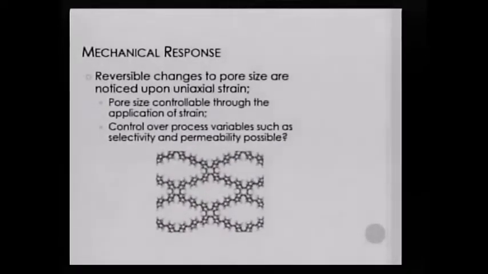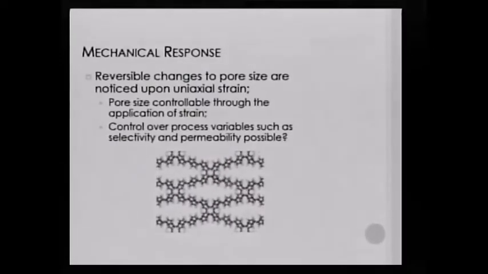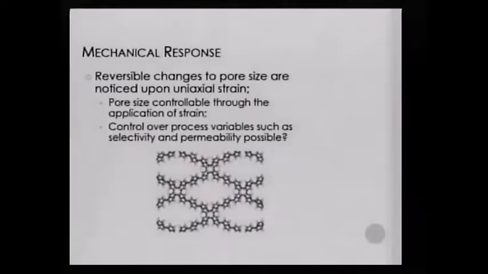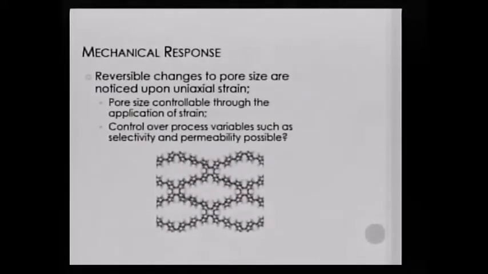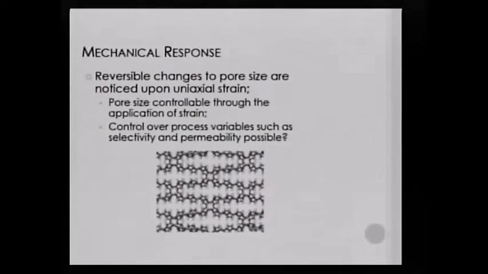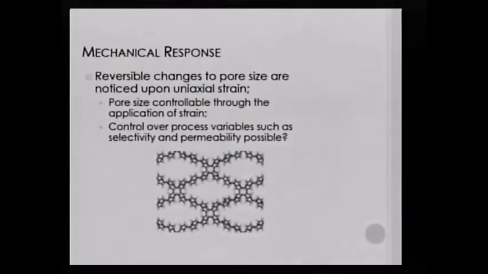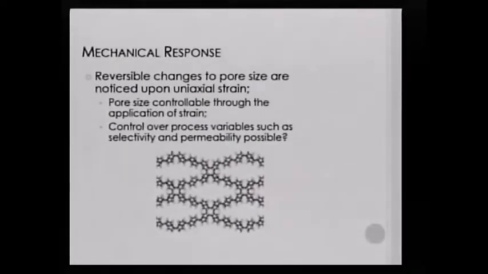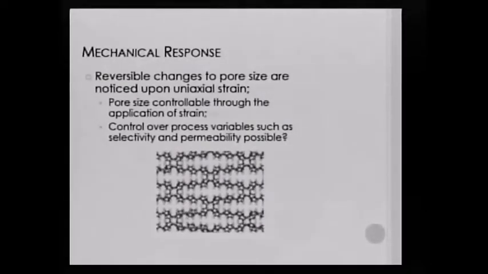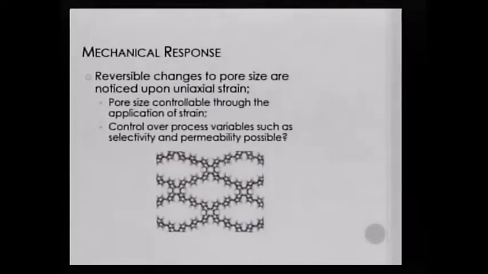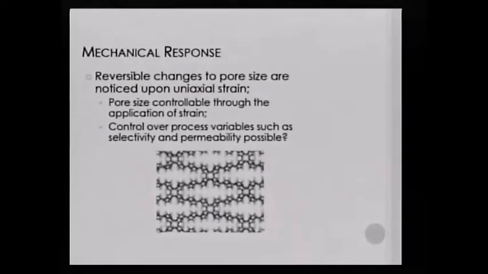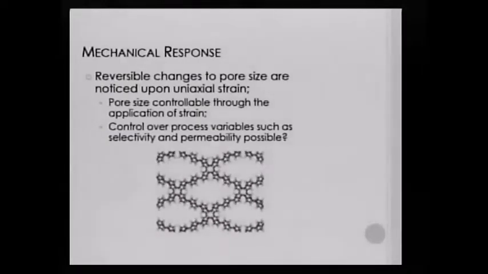So basically, we noticed that these changes right here were observed as we apply uniaxial strain on the primary domain. And we can see here that upon strain, the pores on the materials begin to close. And we figured that we would analyze how we can control the pore size of these materials in order to see if we can increase the selectivity of gas separation processes, for example.